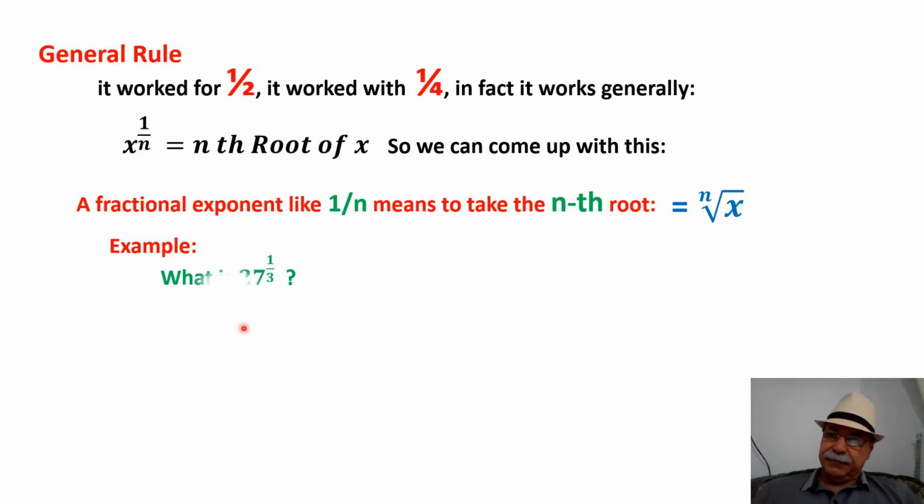Example. Here he said, what is 27 to the power of one third? He wants to know how to solve this. This means the cube root of 27, which equals 3.